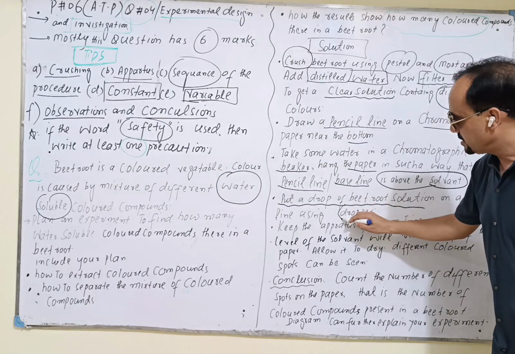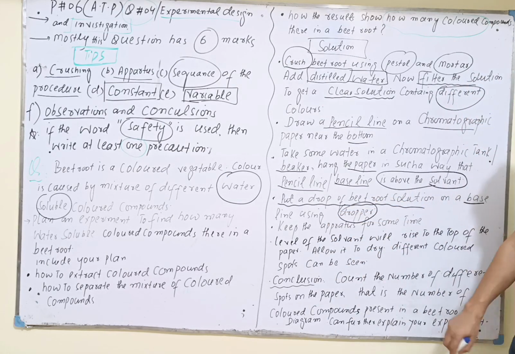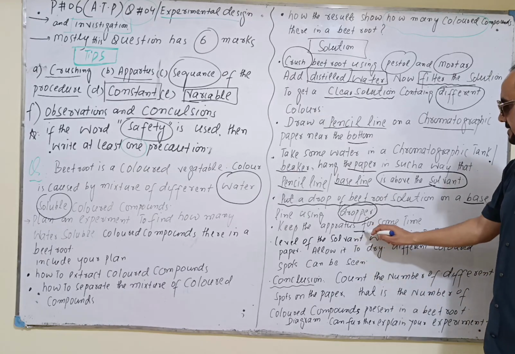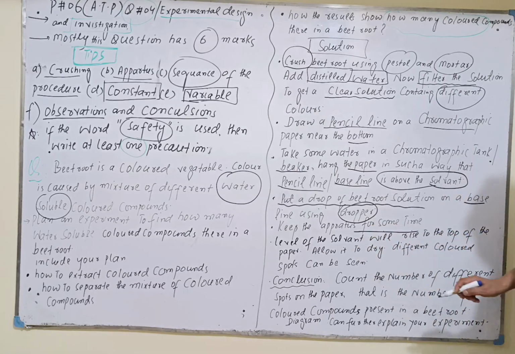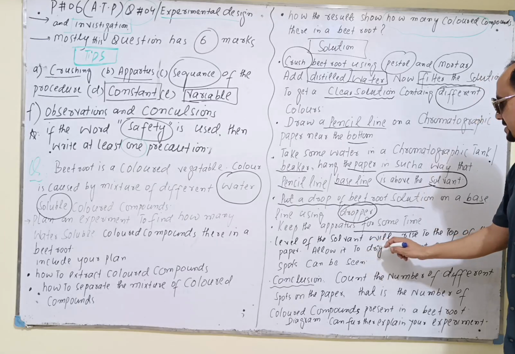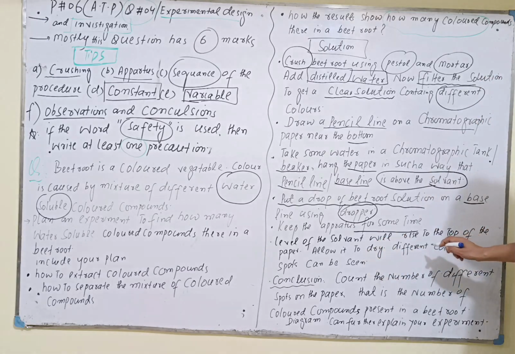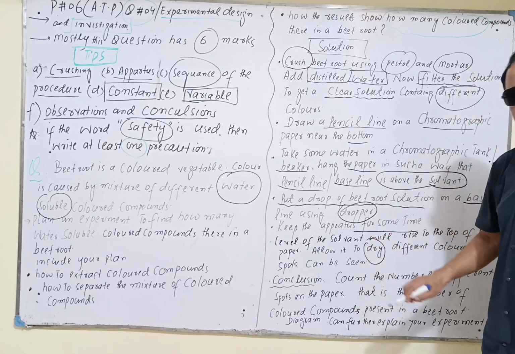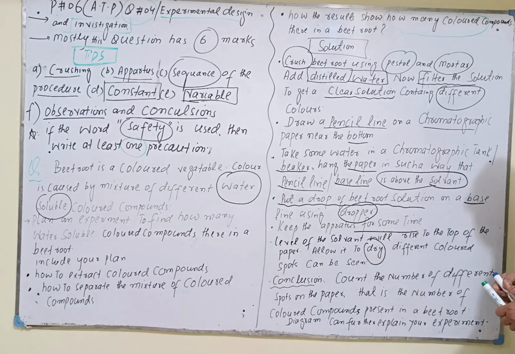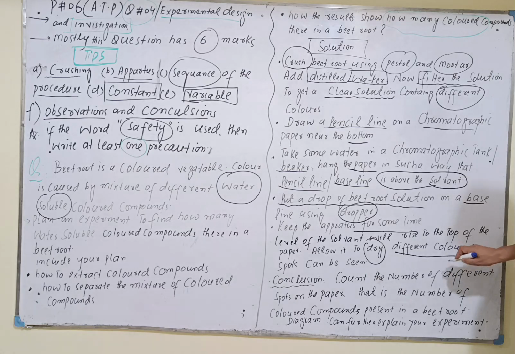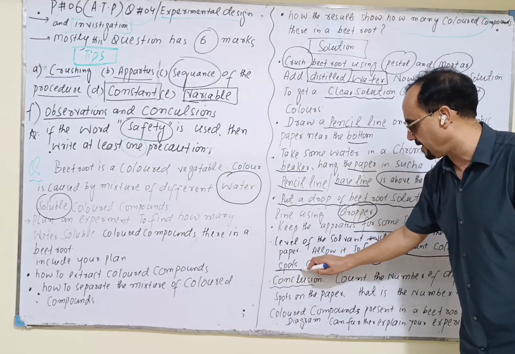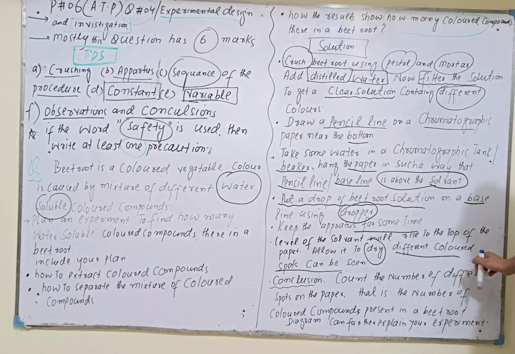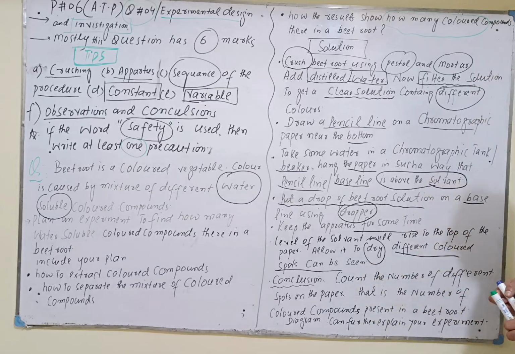What will you use? You will use a dropper. Keep the apparatus for some time. You can see the level of the solvent will rise to the top of the paper. Allow it to dry. It will take some time. You will see different colors, or you can say spots. You can see different spots.